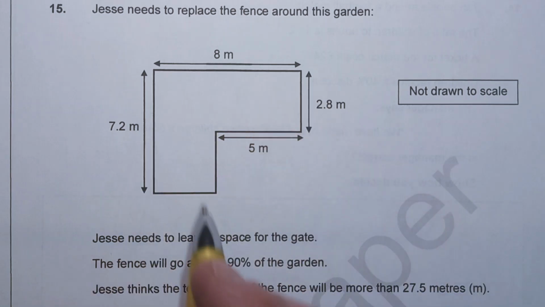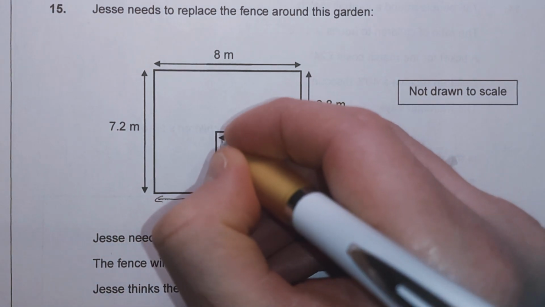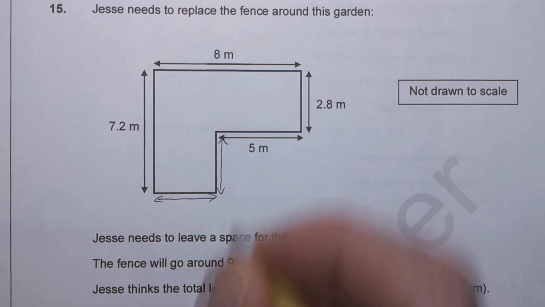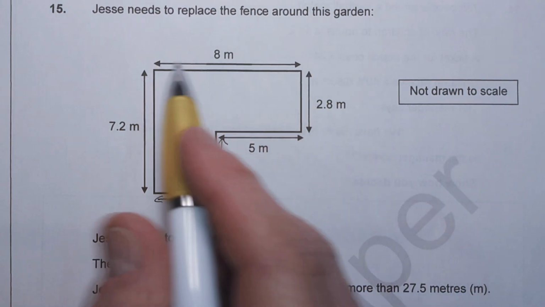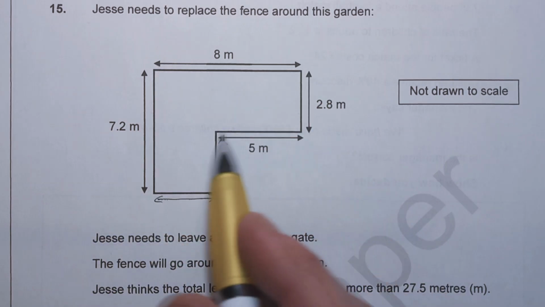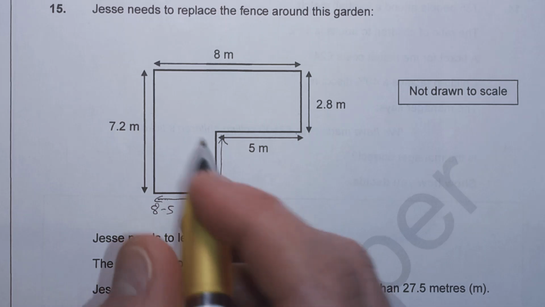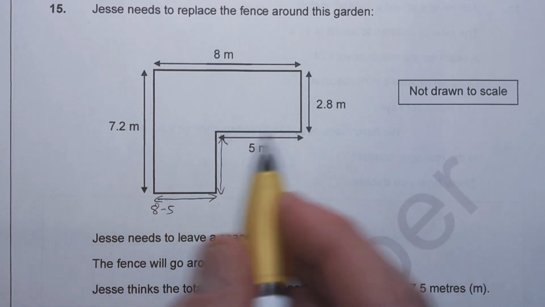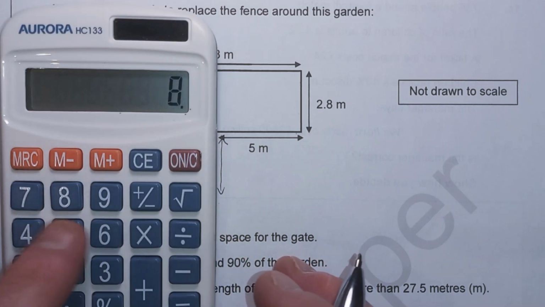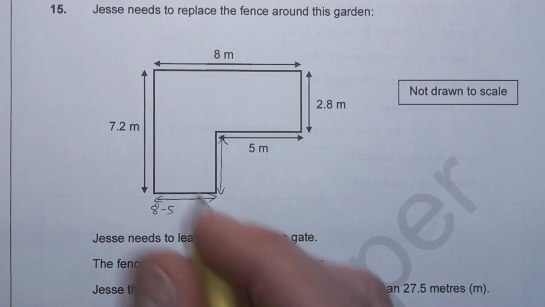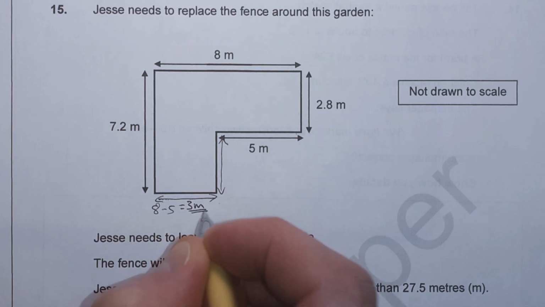So to work out the full perimeter, we need to know what this distance is and what this distance is. Well, this distance is going to be the full 8 metres minus 5 metres here. Because we know 8 is all the way across, 5 is this bit, so this must be the difference. So 8 minus 5 gives us 3 metres. So that's for this length.